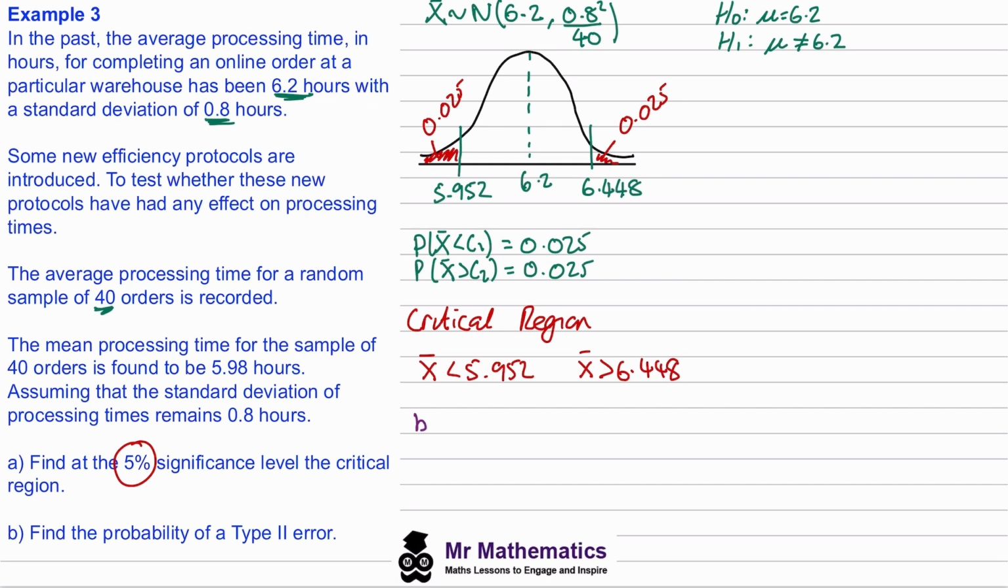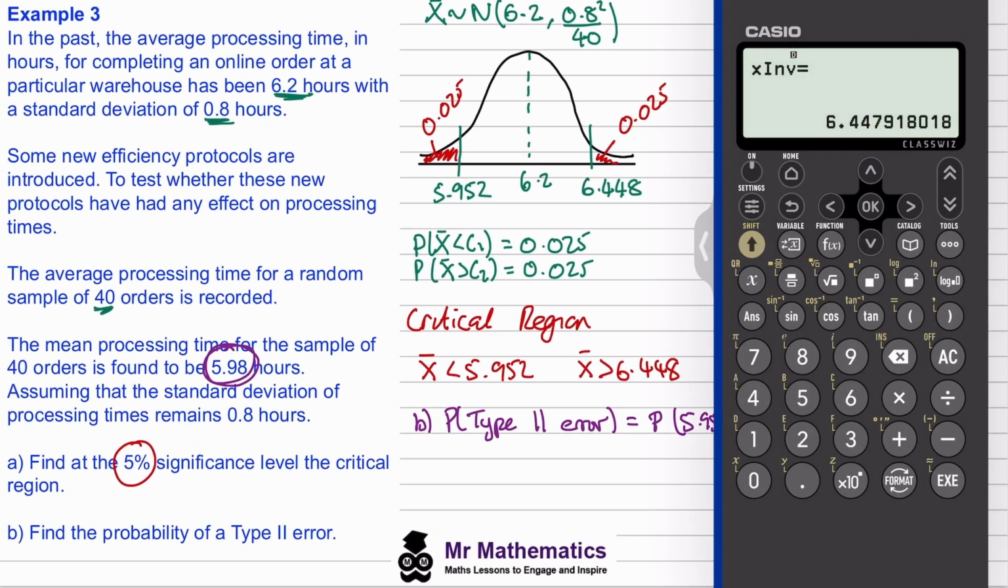And then for part B, to find the probability of a type 2 error, we must accept H0, so the probability of being inside the accepted region, so x must be less than the 6.448, but greater than the 5.952, given that mu is actually 5.98 hours.